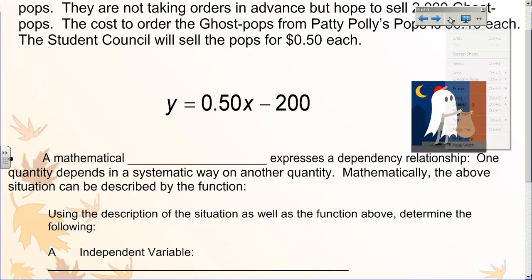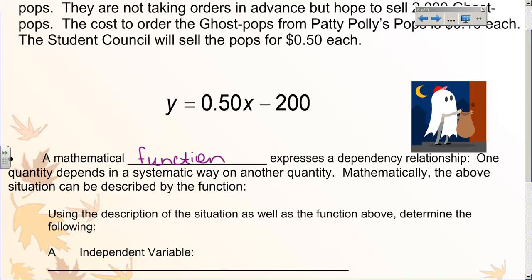Vocabulary first. You have an equation right here, y equals 0.50x minus 200. Well, the 0.50x is the 50 cents per pop. The minus 200 we will discuss in just a minute, but a definition first. A mathematical function, which we're going to talk more about tomorrow, expresses a dependency relationship. One quantity depends in some way on another quantity. Mathematically, this above situation can be described by the function, and they give you this function.